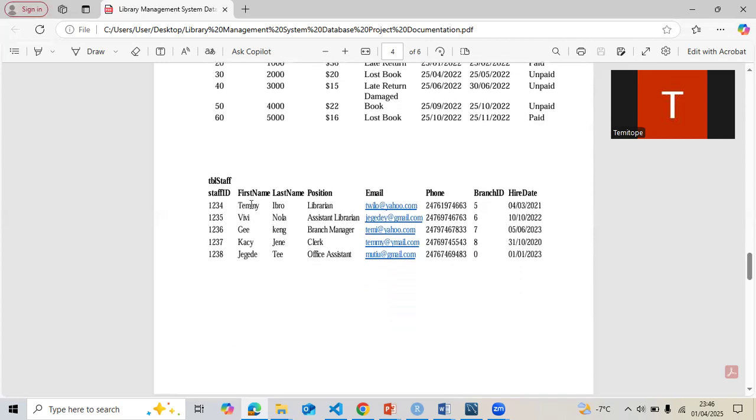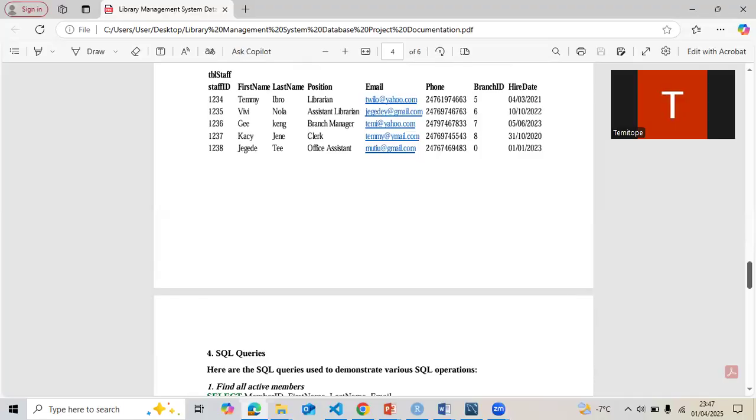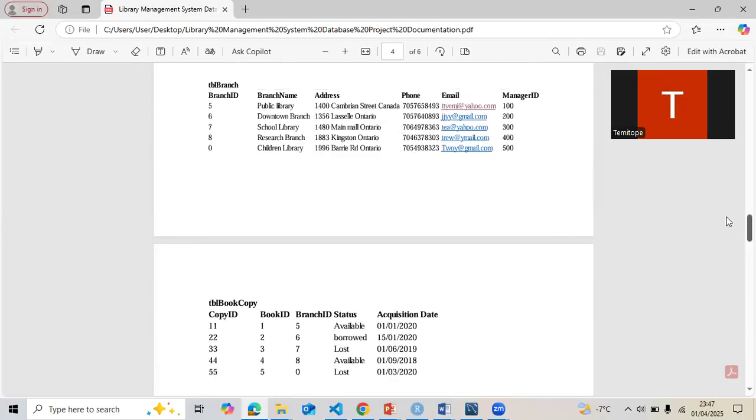And then we have a table for staff. Of course, the staff ID, the staff that gives out the books. The staff ID is the primary key, with their first name and last name, their position, the email address, their phone number, and the branch ID, which is a foreign key too. This branch ID in the branch table is a primary key, but in another table it will be a foreign key, so it identifies the data in the previous table. Then the hire dates of the staff. Those are the sample data that we have there.